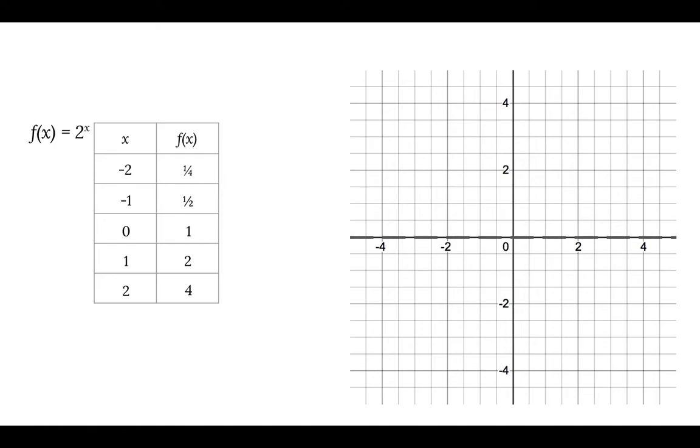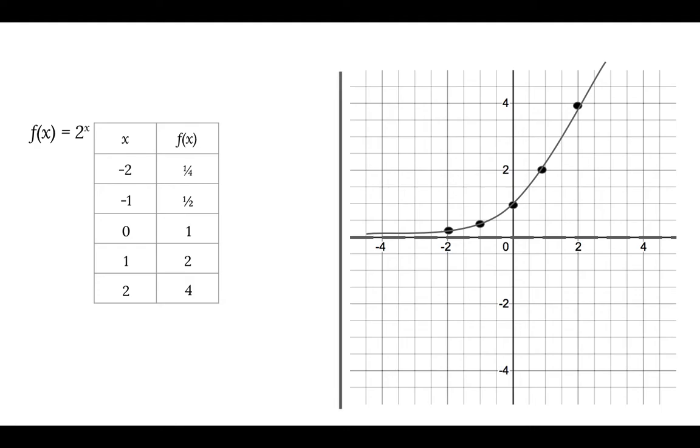Remember that we have a horizontal asymptote at 0. We have a plus 0 on the outside. I take my points and I plot them. Draw the graph. There's the graph of f of x equals 2 to the x.